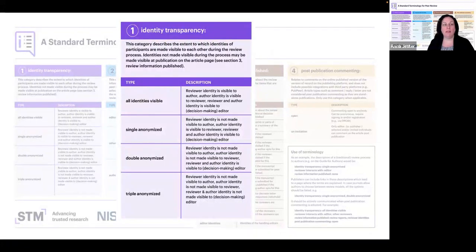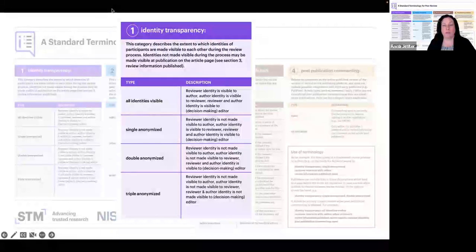So single anonymized, double anonymized, or triple anonymized. And you'll notice it is not anonymous. Anonymous might just happen, right? Anonymized is intentional. So certainly we want to note if something is single anonymized, the reviewer identity is not made visible to the author. If it's double anonymized, reviewers and authors do not know who each other are. And then if it's triple anonymized, even the decision-making editors would not necessarily know who the other people involved in the process are. All right, next slide.